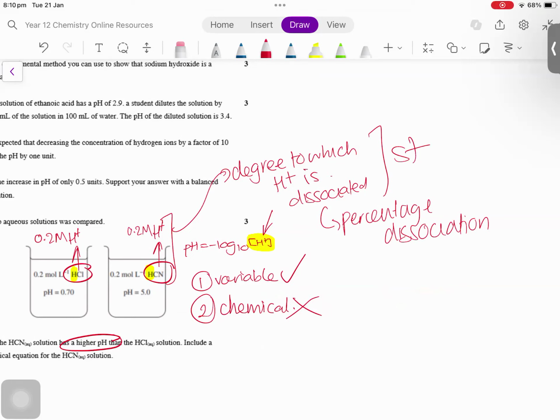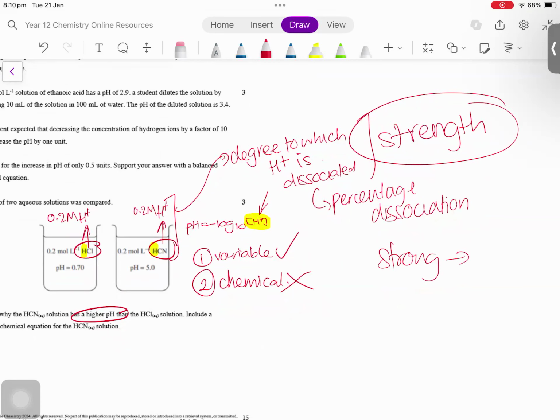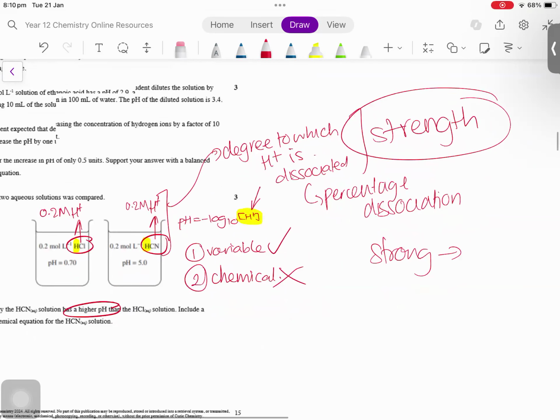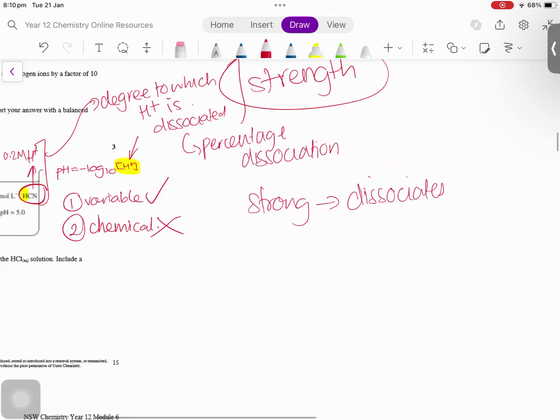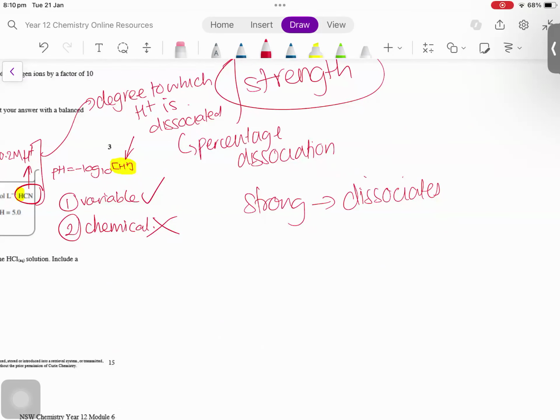What did we talk about last lesson? Strong. Good. Thank you. Strong for a strong acid. I'm thinking about strength. What was a strong acid last lesson, guys? It dissociates, starting with a C. Completely. Good. It dissociates completely. And what's the opposite of strong? Weak. Right. And it dissociates partially.